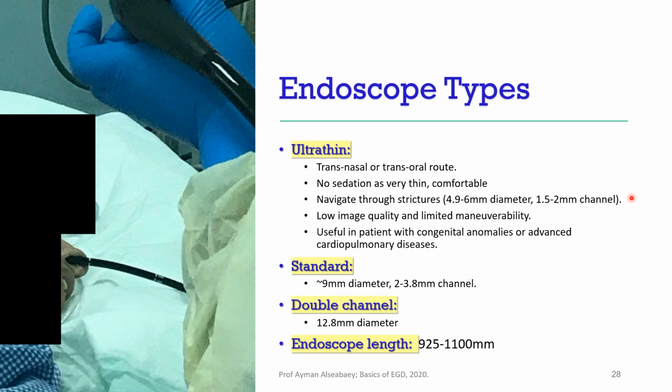The quality of the image is low, and its support is very thin, so you will not take good biopsies with it. The standard endoscope is 9 mm in diameter, and it has a channel which ranges from 2 to 3.8 mm. The double channel endoscope has two channels, and it is very useful in patients with upper GIT bleeding, because through one channel you will push your accessories like the sclerotherapy needle, the clip, and so on, and through the other channel you can suck any secretion in the stomach.